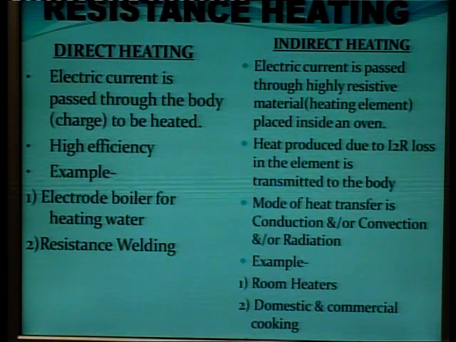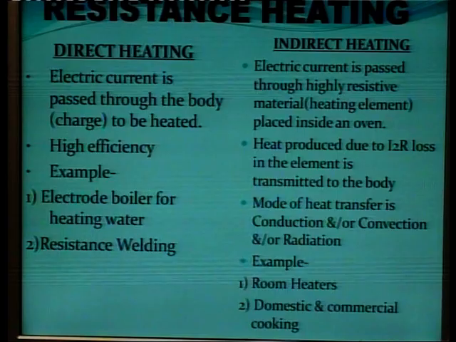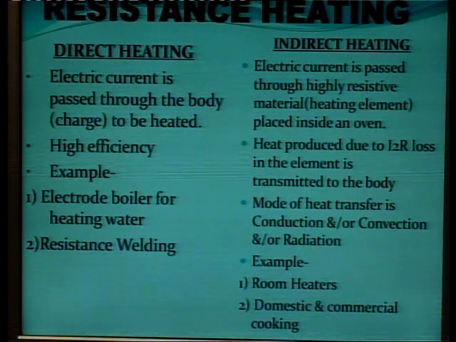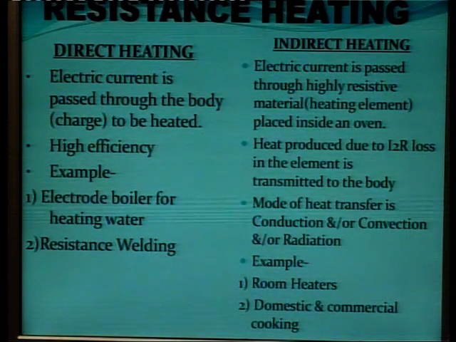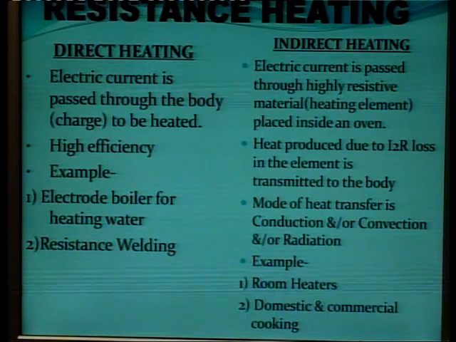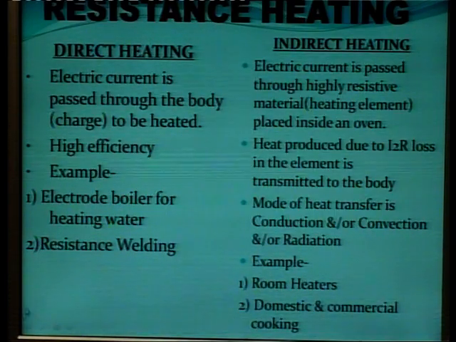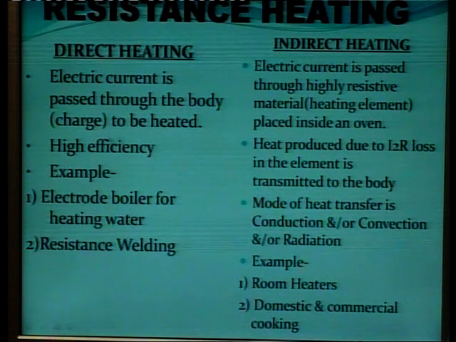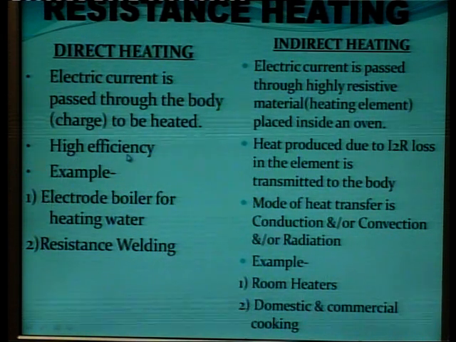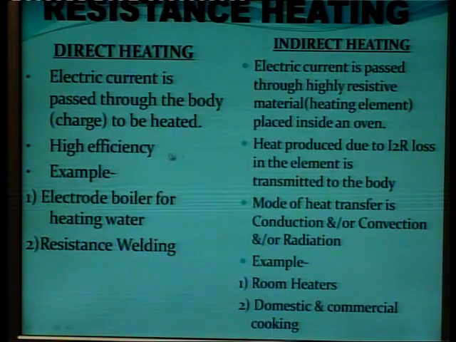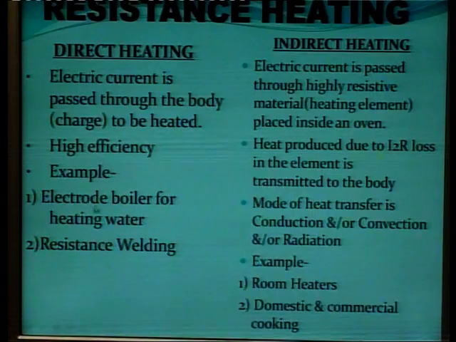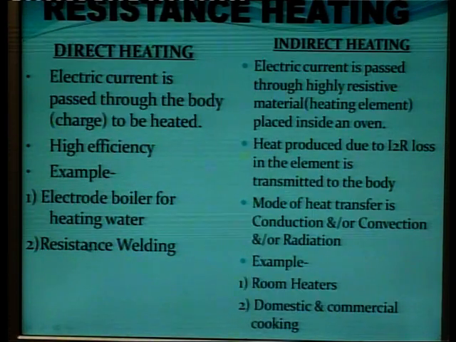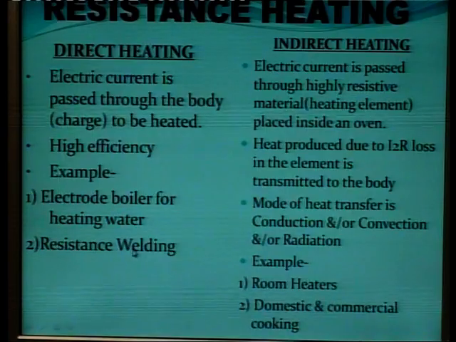Now, next, let us compare these two methods, direct heating method and indirect heating method. Now, in direct heating, electric current is passed through the body or the charge to be heated, meaning we can say that the charge and the electrodes are in direct contact with each other. It has high efficiency because high temperature is obtained, and it is used basically in electrode boilers for heating water and for welding purposes.